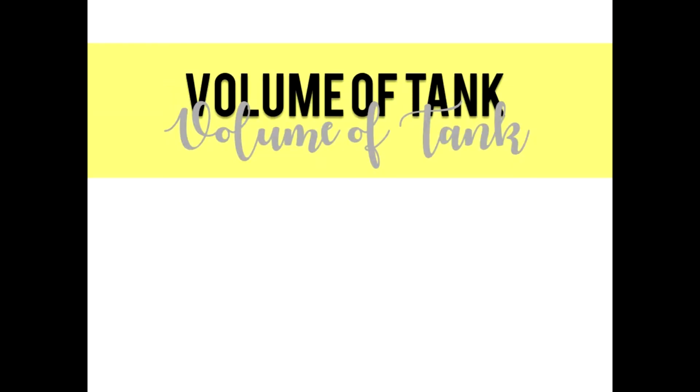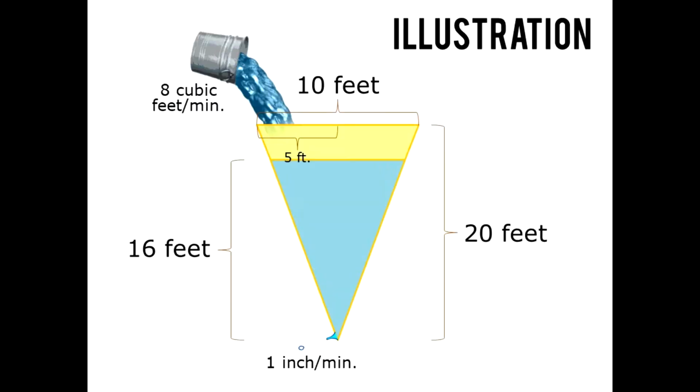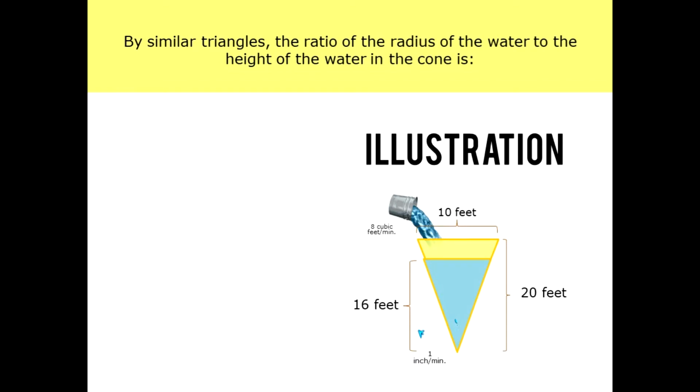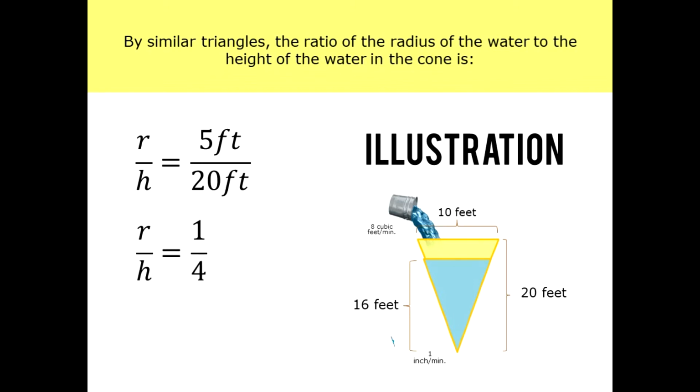Next is to equate the volume of our tank, which is 1/3 pi r squared h. Since the inverted conical tank has a diameter of 10 feet at the top, its radius is 5 feet, since the radius is half of a diameter. By similar triangles, the ratio of the radius of the water to the height of the water in the cone is r over h equals 5 feet over 20 feet, or 1 over 4. Thus, r is equal to h over 4. This was derived by multiplying both sides by h.